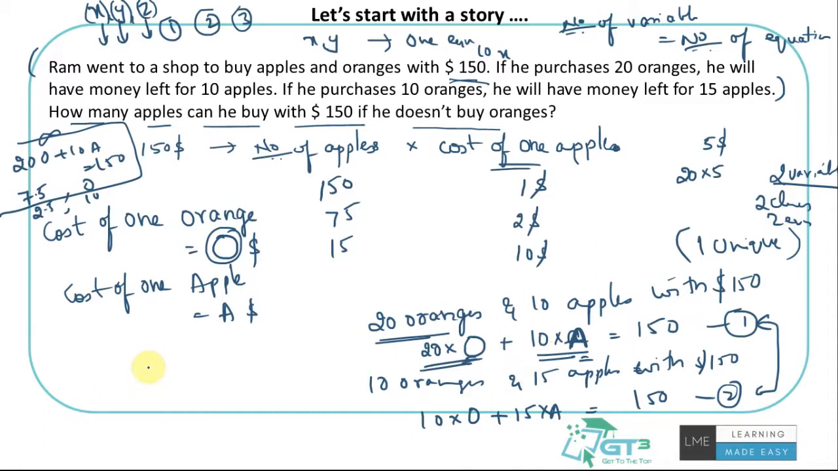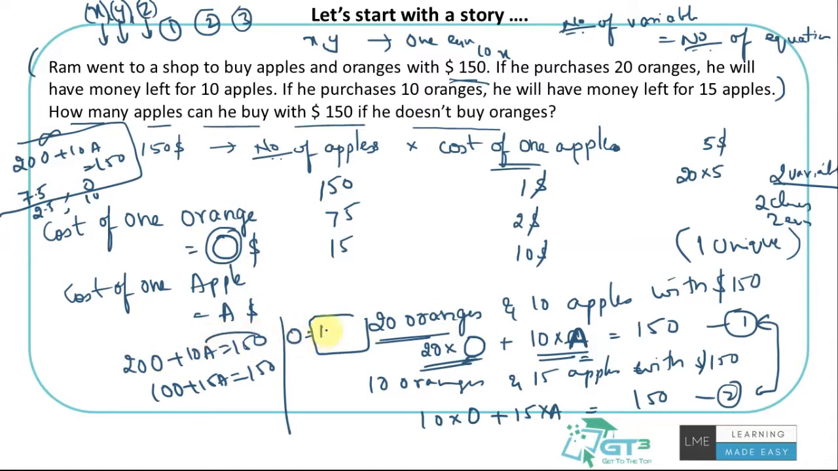Now, how to solve this? 20O plus 10A equals 150. 10O plus 15A equals 150. There are multiple ways to solve. One is to use one equation to get O, one variable, equal to everything else. I send this to this side. It will be 150 minus 10A. 20 will go into the denominator, so it is (150 minus 10A) by 20. Now I substitute O in the second equation: 10 into (150 minus 10A) by 20 plus 15A equals 150, and I solve it, I'll get A and then I get O.